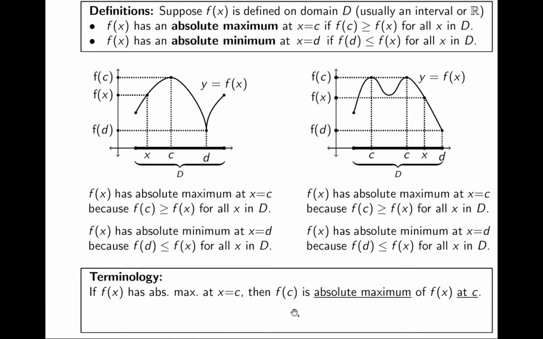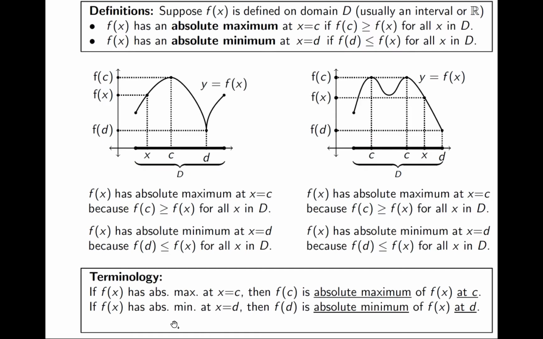Some terminology. If f of x has an absolute maximum at x equals c, then the y value f of c is the absolute maximum of f of x. So the absolute maximum is a y value, f of c, and it occurs at an x value c. And you can see that here. X value c gives you a maximum of f of c.